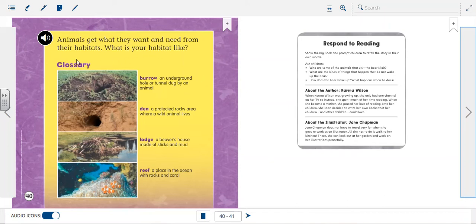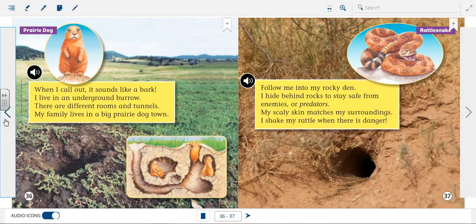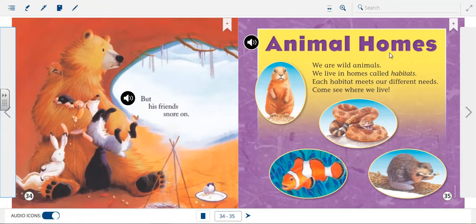Like this is our last page in our story, and that's where we can find our glossary. Now, our story, the title is Animal Homes. It's nonfiction, which means it's going to be about real animals and their real homes. So just sit back and listen to our story, and I'm going to start reading now.